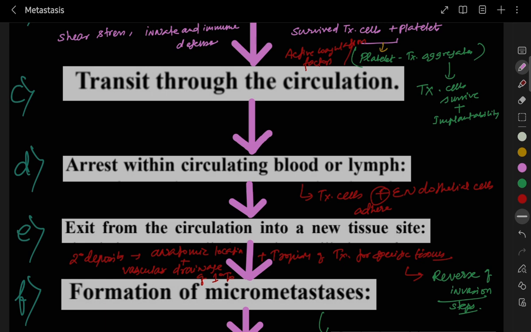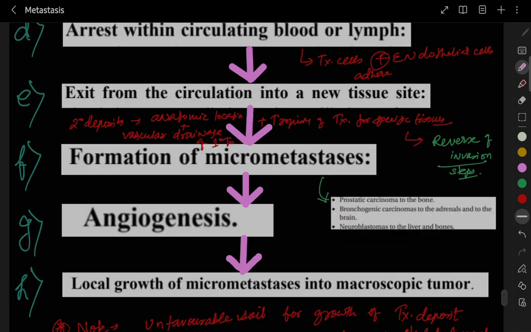And do you know how they will do this invasion, the way they invaded earlier, right? These steps will be the reverse of that invasion. We are not going into that much detail, but just remember here that the invasion steps will be reversed, and thus they will enter the new tissue site. Now the sixth one is the formation of micrometastasis, like prostatic carcinoma to the bone, bronchogenic carcinomas to the adrenals and to the brain, and neuroblastomas to the liver and the bones, right?